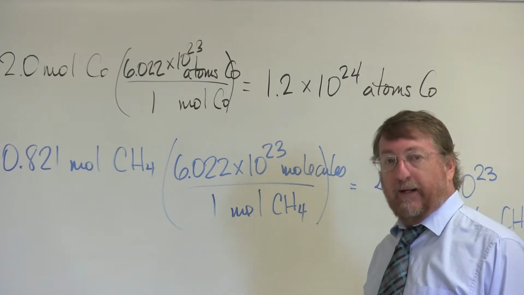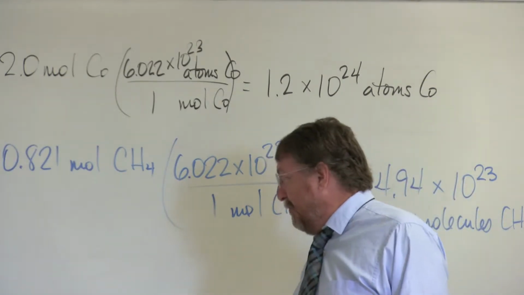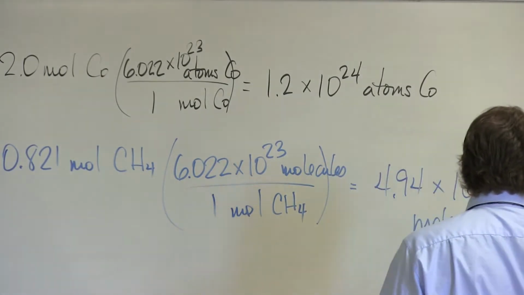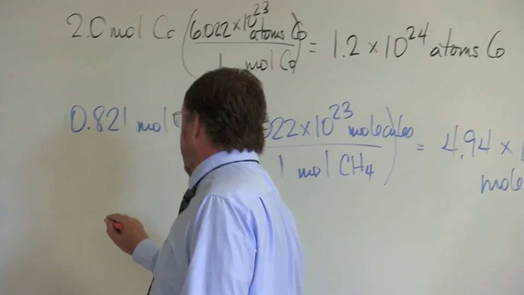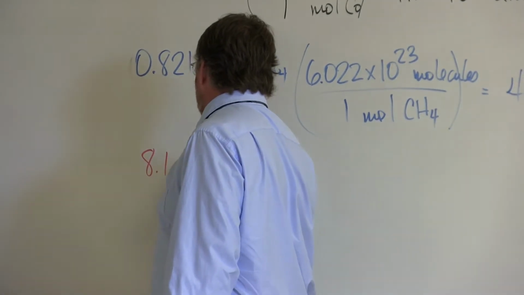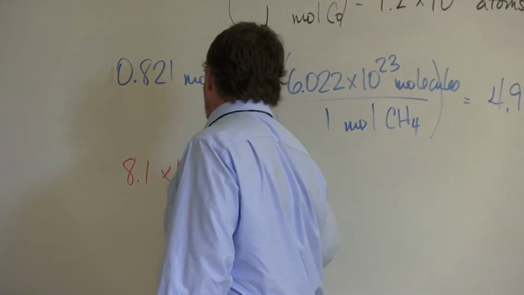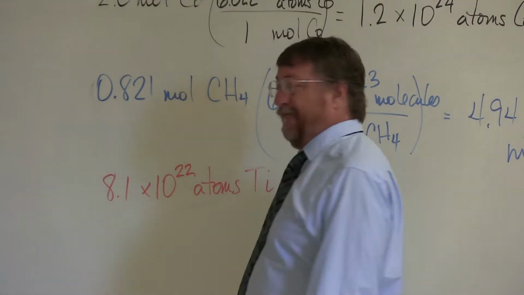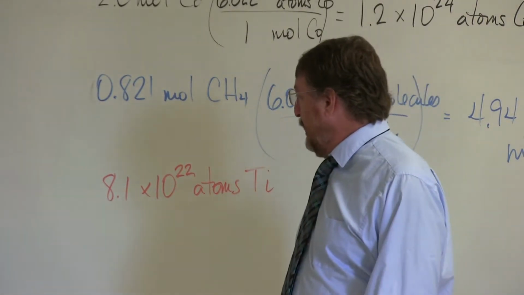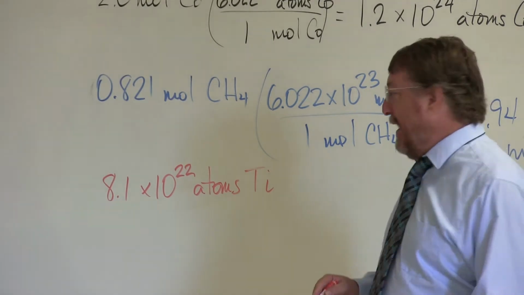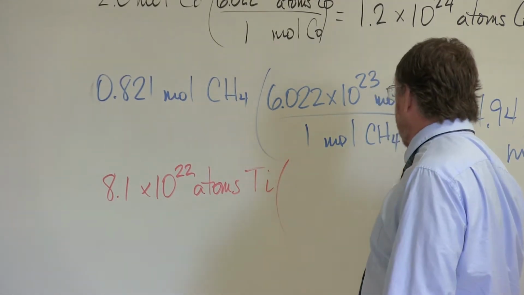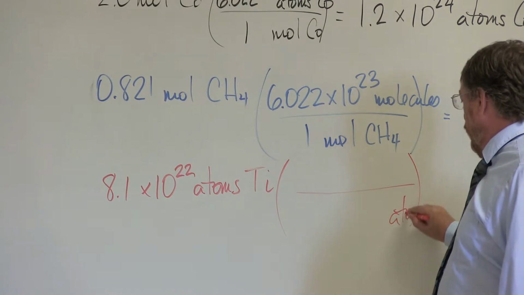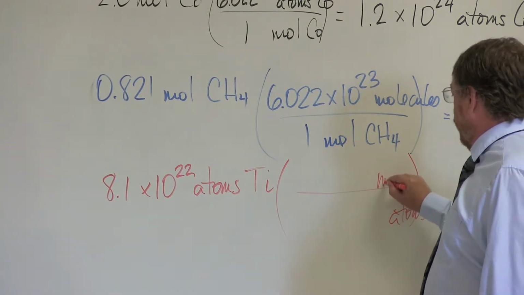Now let's go the other way. Let's say we have the number of particles, and we want to figure out the number of moles. So the first problem we're going to do is 8.1 times 10 to the 22 atoms of titanium. So I have 8.1 times 10 to the 22 atoms of titanium. I want to figure out how many moles. Now the atoms are going to go to the bottom. Moles are going to go on top.